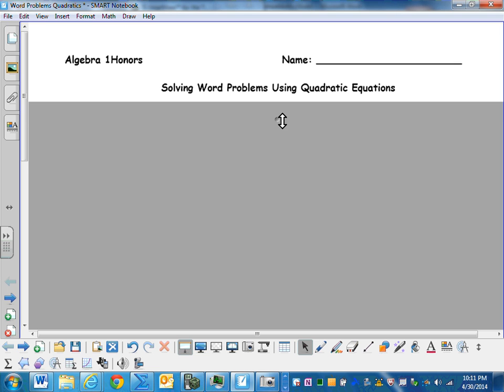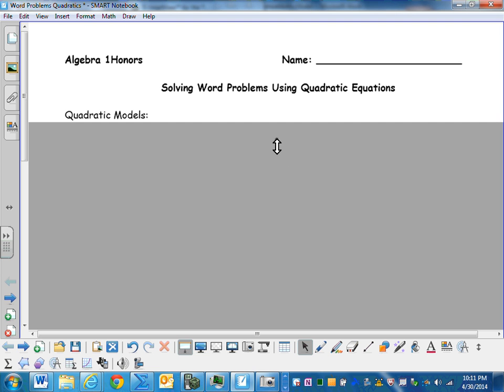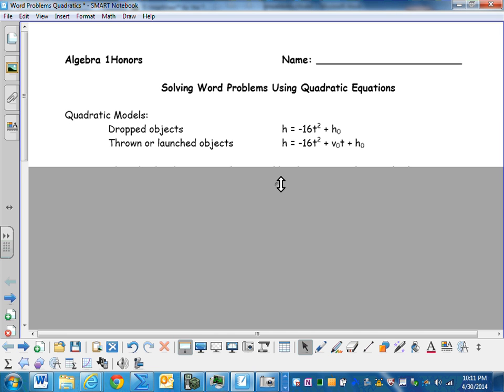Problems using quadratic equations. Today we'll solve problems represented by quadratic models. We'll be looking at dropped objects and thrown or launched objects. A dropped object can be modeled by h is equal to negative 16t squared plus h sub 0. A thrown or launched object can be modeled by h is equal to negative 16t squared plus v sub 0 t plus h sub 0.